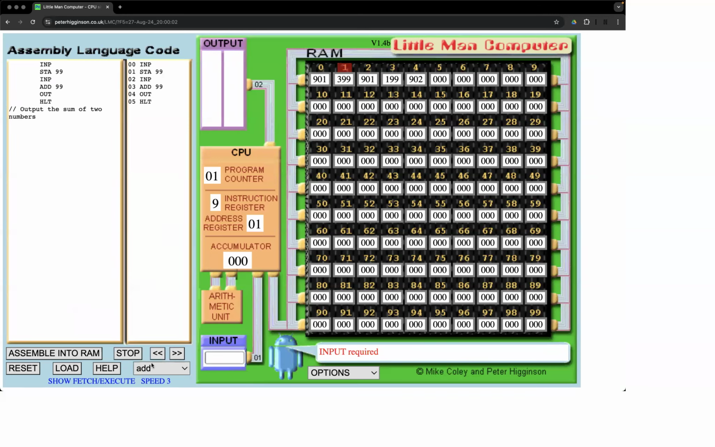And then next, go faster. Right now, because of the input instruction, we need to ask for input. If I want to input a number, let's say 24. So 24 will be added to it, and then the program counter increases.